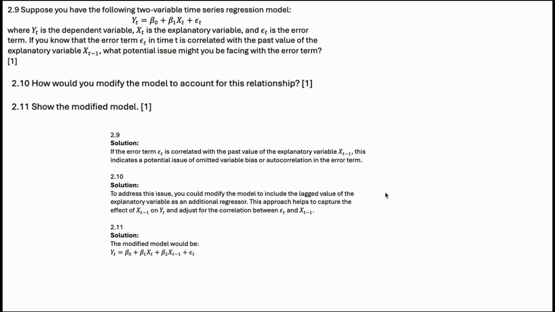So you could modify the model to include the lagged values of the explanatory variable as an additional regressor, right? This approach helps to capture the effect of the explanatory variable in year t minus 1 and adjust for the correlation between the error term and x t minus 1. So that's what you would do if you saw that the error term is correlated specifically with the past value of the explanatory variable x t minus 1. And then you would just add that in: beta 2 times x t minus 1, plus the error term, you'd add that into the model.